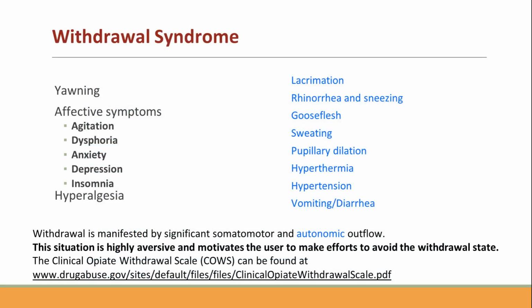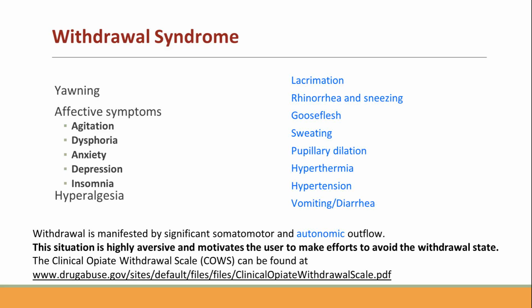When opioid use stops abruptly, patients experience a characteristic withdrawal syndrome. Symptoms include lacrimation, rhinorrhea, gooseflesh, sweating, hyperthermia, hypertension, and severe GI upset. Psychologically, patients may develop agitation, dysphoria, anxiety, and insomnia. Although withdrawal is rarely life-threatening, it is intensely uncomfortable and drives continued drug use.